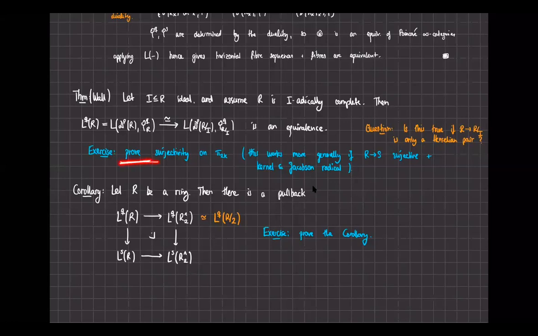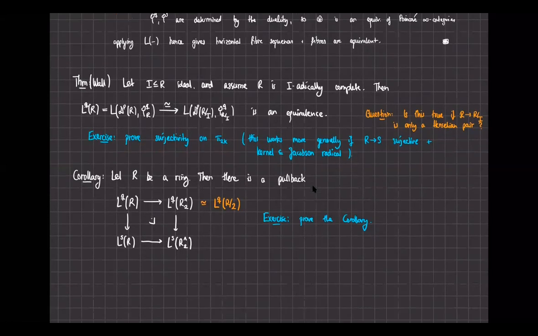And as an exercise, an easy exercise is just to prove surjectivity for even dimensional quadratic L groups. And in fact, this works more generally if the kernel is only contained in the Jacobson radical. So the surjectivity, for instance, is true in this Henselian case. But that's sort of a fun fact to do.